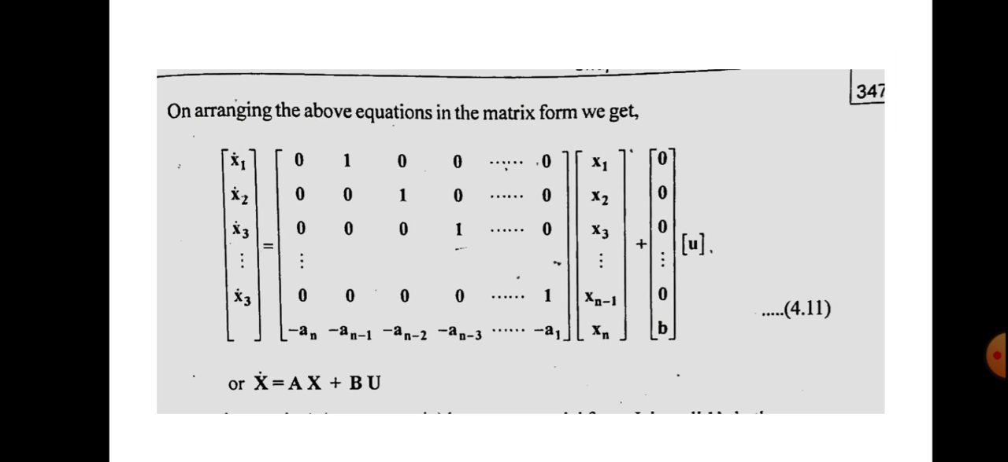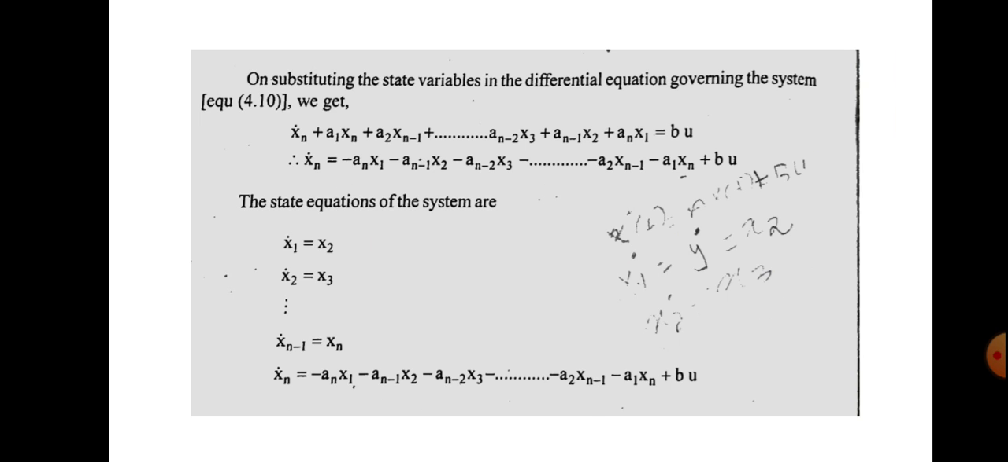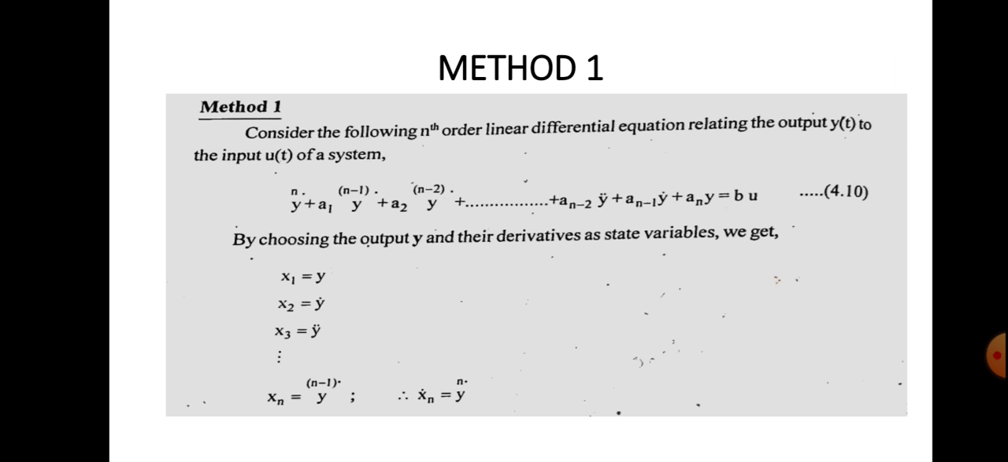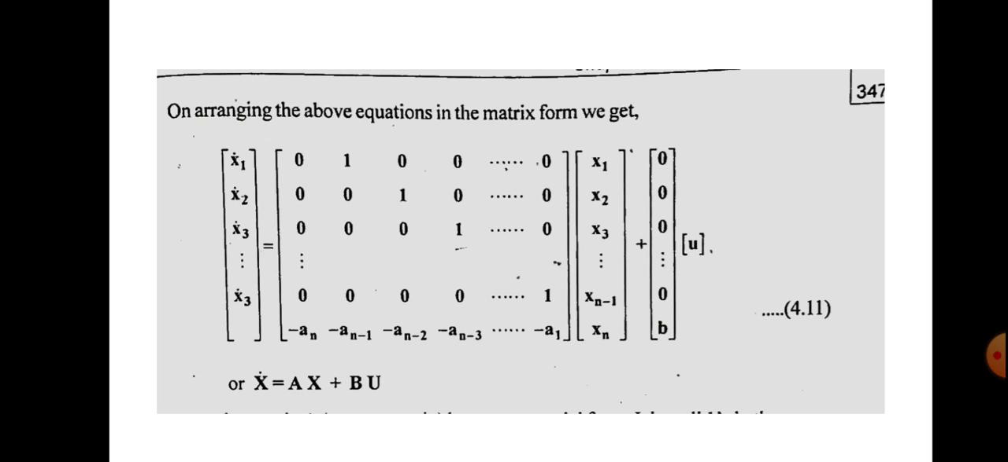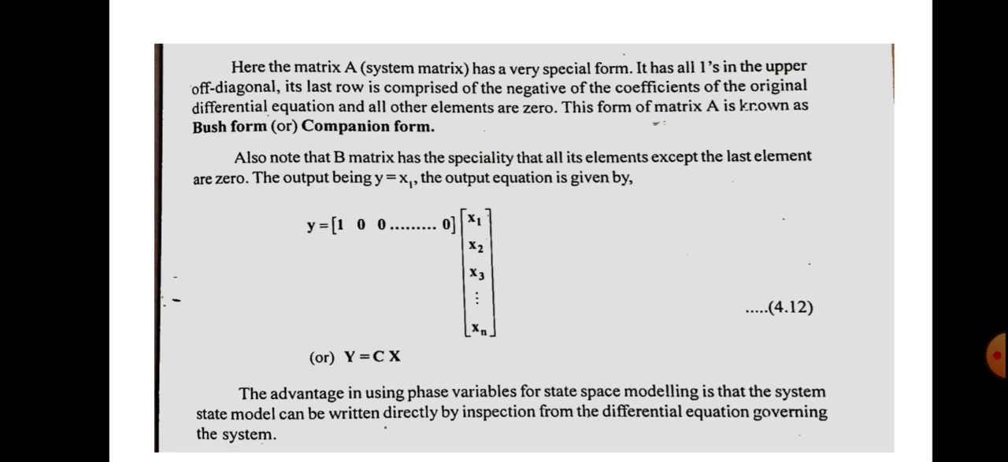Similarly, we have another matrix, that is B. Okay, B, what are its entries? All entries are 0 except the last entry is b. What is the last b? b is given in the question, it is the coefficient of the input. So we can say that the B matrix has all elements 0 except the last element. That is a specialty of B.